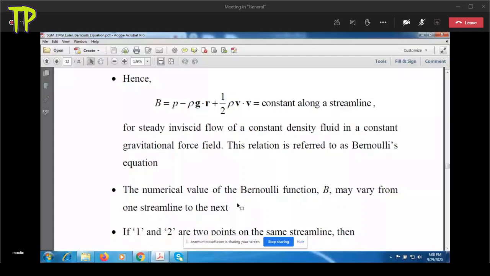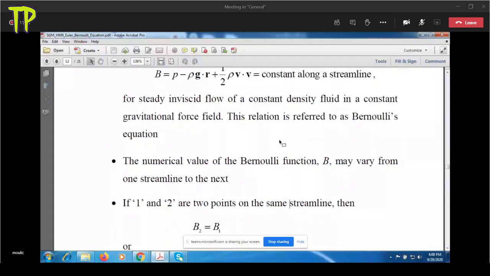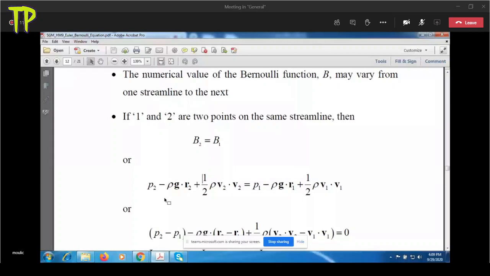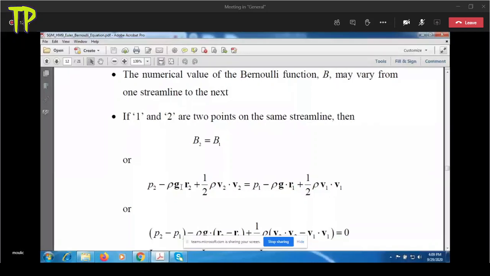So if I say that 1 and 2 are 2 points which are on the same streamline, then when these above conditions are satisfied, B2, the value of B at point 2, will be equal to the value of B1. So P2 minus rho g dot r2 plus half rho times V2 dot V2, which is the sum of pressure, the potential energy per unit volume, and the kinetic energy per unit volume, these three quantities at the point 2 will be equal to the same quantities at the point 1.